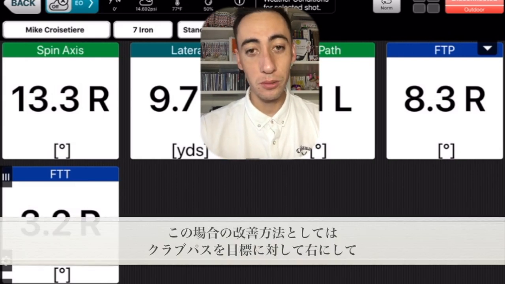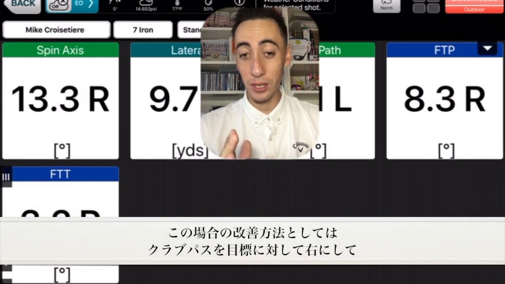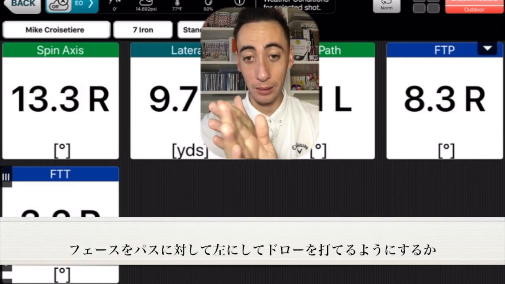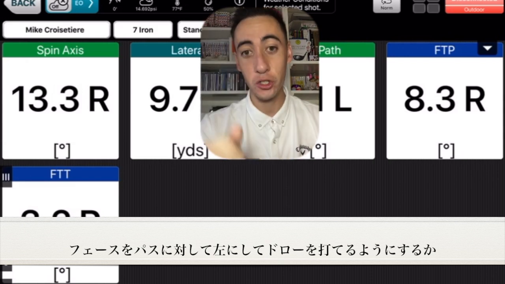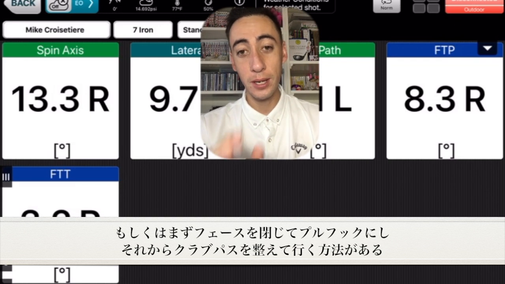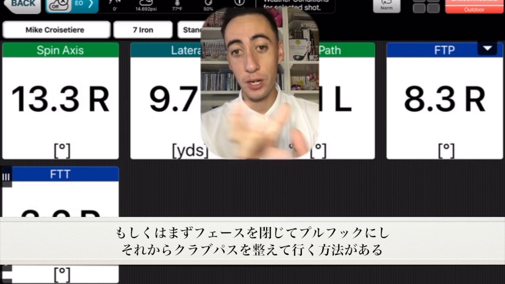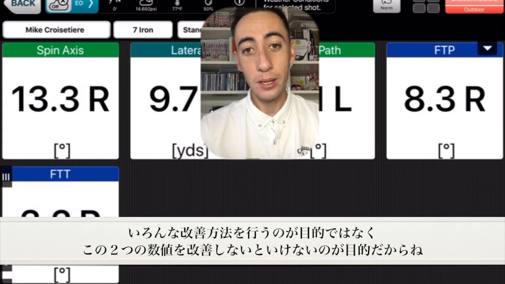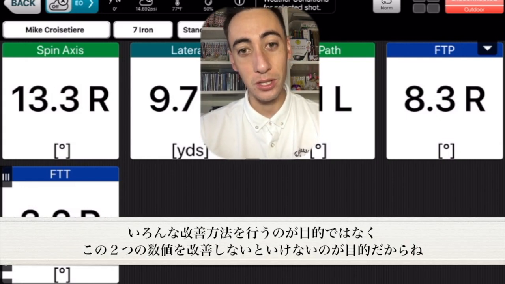So then you can do one of two things. You could either try to get your club path more to the right and then hopefully keep your face to target left of that club path to produce that draw shot we talked about in the lesson, or you might try to close your face first, hit pull hooks, and then try to shift your path. Those could be some options, but ultimately you're going to try to change these numbers, and it's really simple.